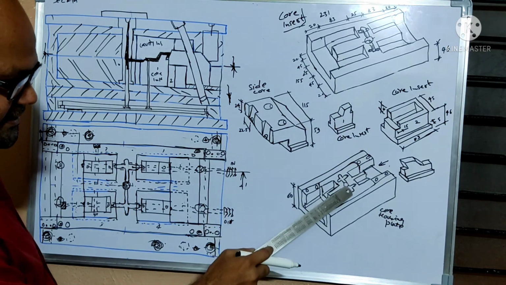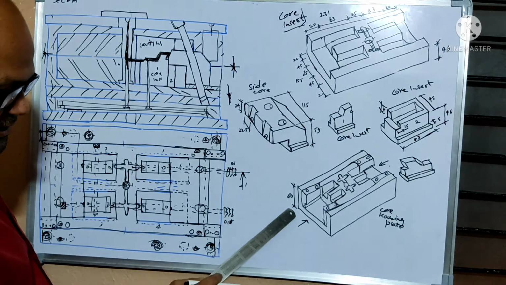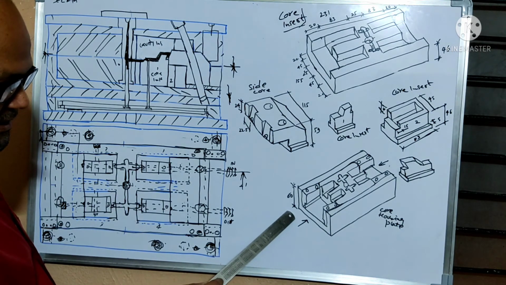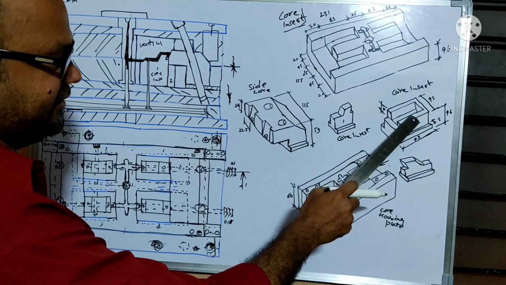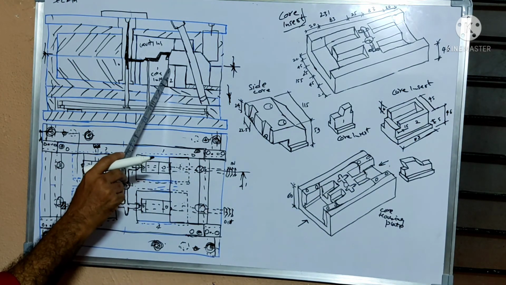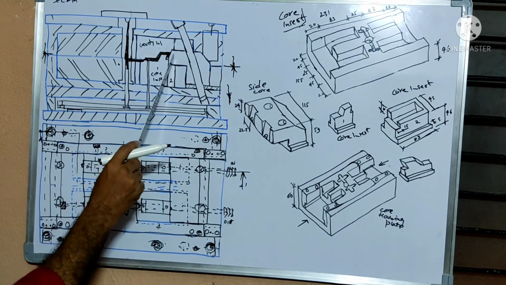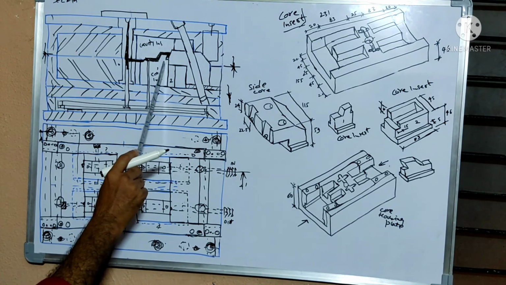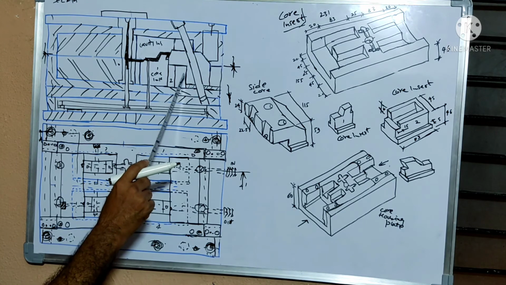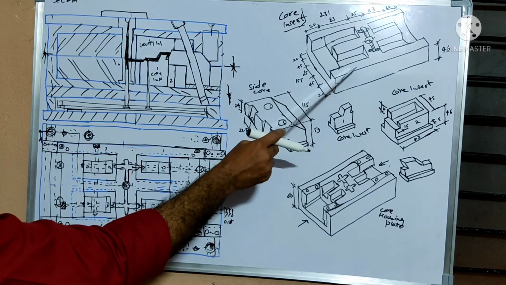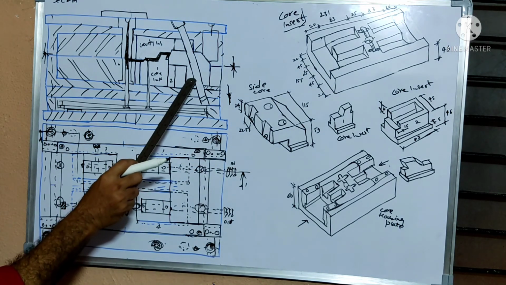This insert you are going to place in the core housing plate, that core housing plate thickness also I had given, that is the 60 mm height. And the core insert I have shown here is where the side core comes and contacts the first core insert, and at the same time the side core locks or butts to this insert. The dimensions are also given here.